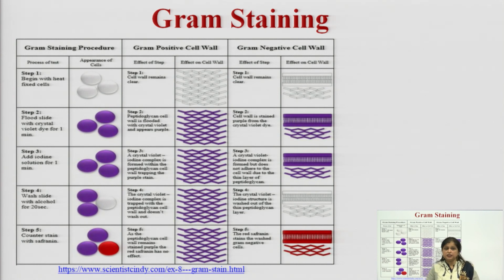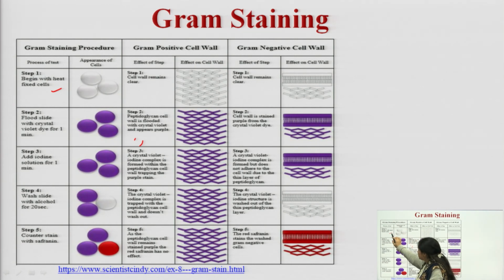Once you have spread that culture, the next step is to heat fix the microorganism. After spreading, you have to heat fix, you have to dry. Whatever cells are there on the slide have to be fixed onto the slide with the help of flame. By flaming, we heat fix the sample of bacteria over the slide.